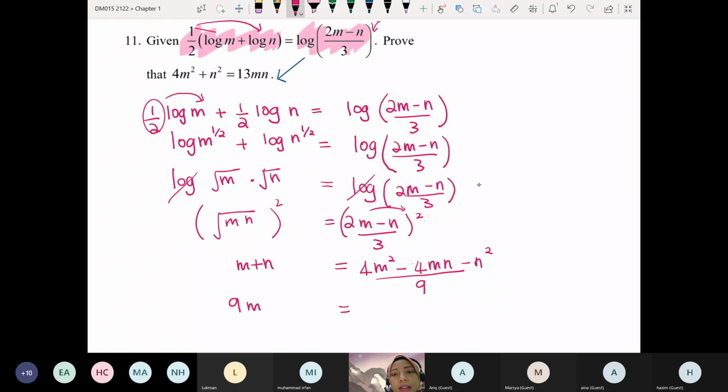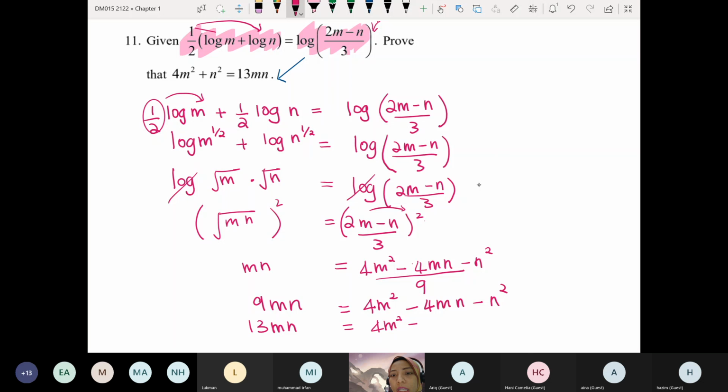Becoming 9mn, and the right side 4m squared. Wait, there is no plus for the multiplication, right? So 9mn minus 4mn minus n squared. This is m squared, this is n squared. Alright, so now we solve for m squared. 9mn plus 4mn, so becoming 13mn. Expanding gives positive n squared.